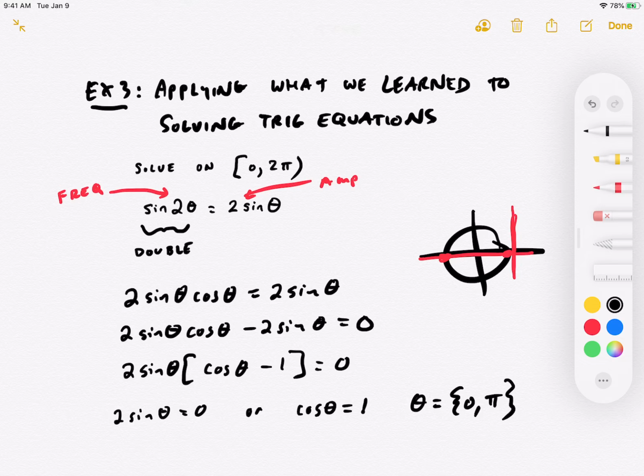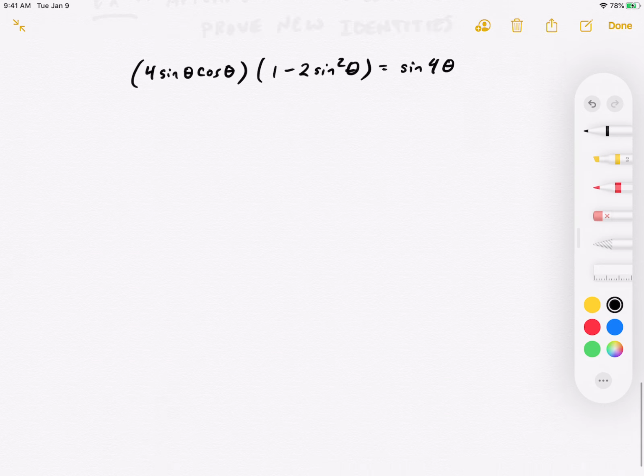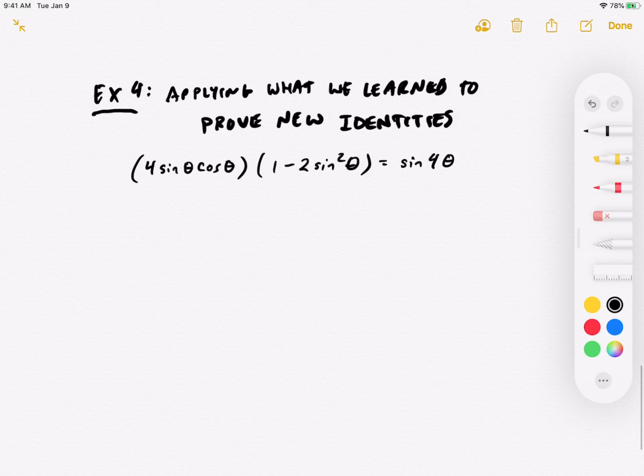So there we go. Those are two values where the sinusoid sine 2 theta crosses the sinusoid 2 sine theta. And we wouldn't have been able to solve that without our double angle identity. You'll see a lot of different trig equations where the identities are really, really necessary. And then here's a fourth example.